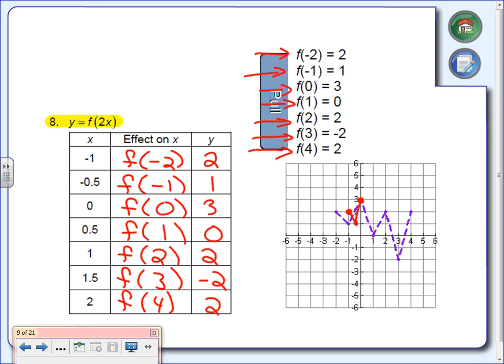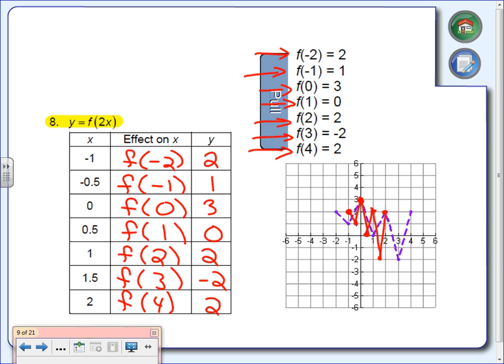1/2 and 0. That's right here. 1 and 2. That's up here. 1.5 and negative 2. 1.5, negative 2 is going to be right here. And then finally, the last ordered pair is 2, 2. That's going to be this one over here. So there's our new graph.